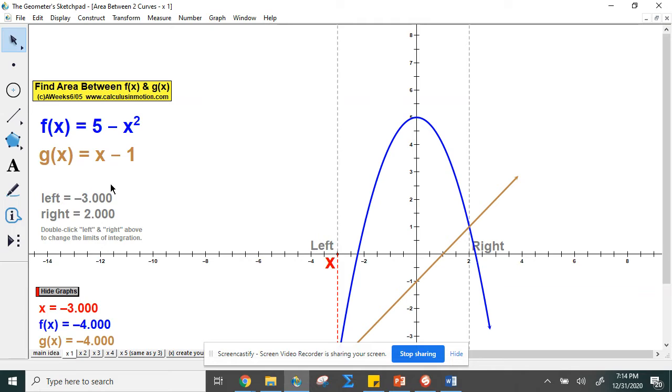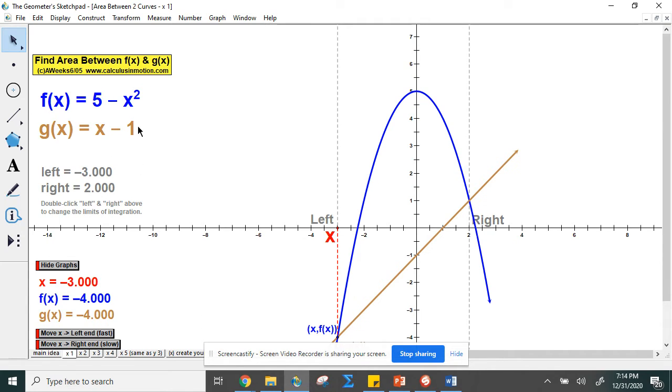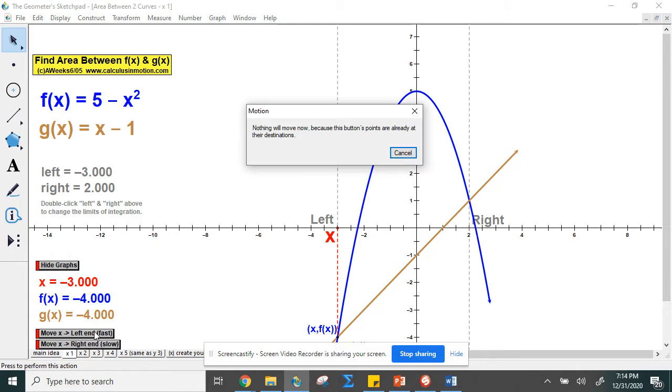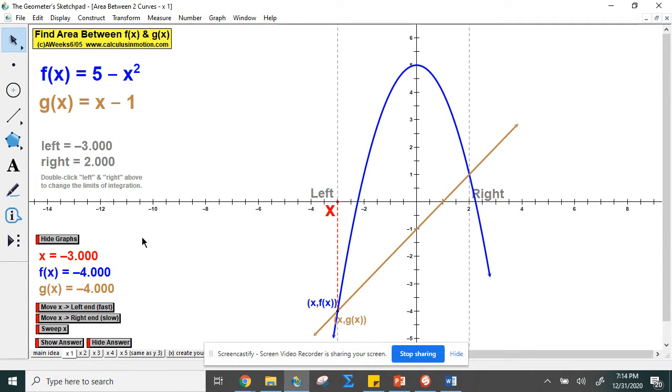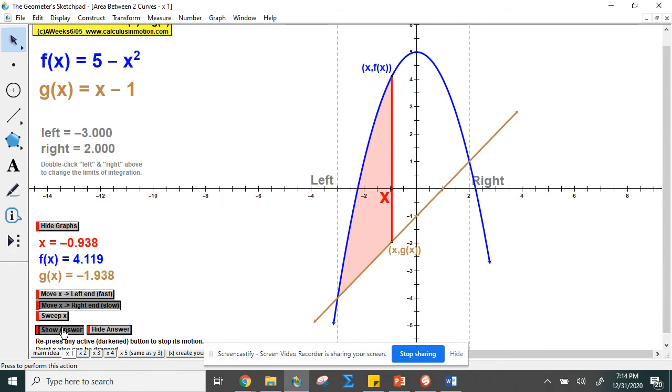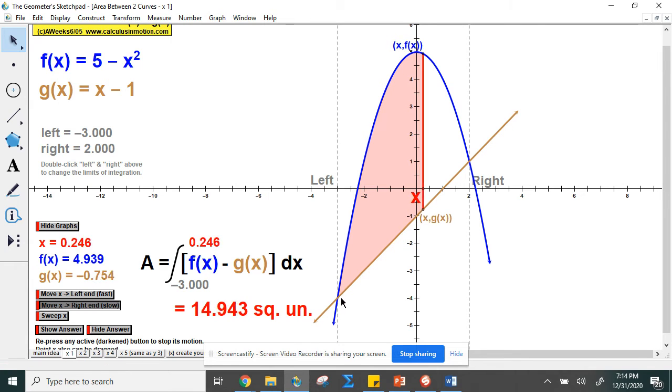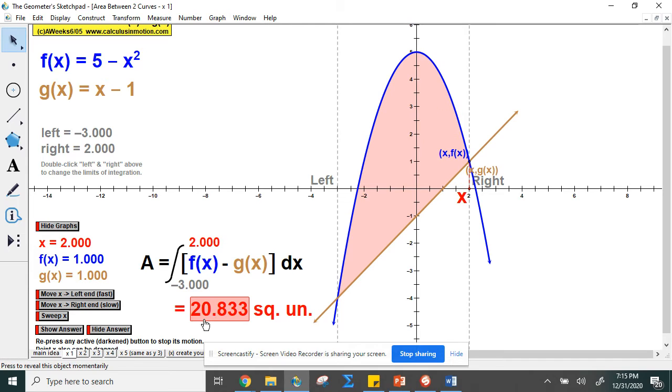Here we go. I've got two graphs here. F of x is 5 minus x squared, and that's my top graph. G of x is x minus 1. That's my bottom graph. If I move from right to left at the points of intersection, I'm integrating from my intersection at -3 to my intersection here at 2. It gives me an area of 20.833. So what I'm doing is integrating from one point of intersection to the other point of intersection, the top curve minus the bottom curve.